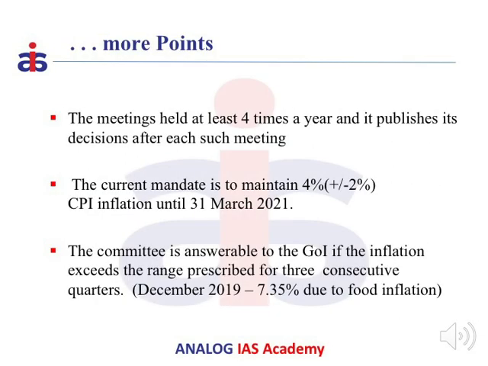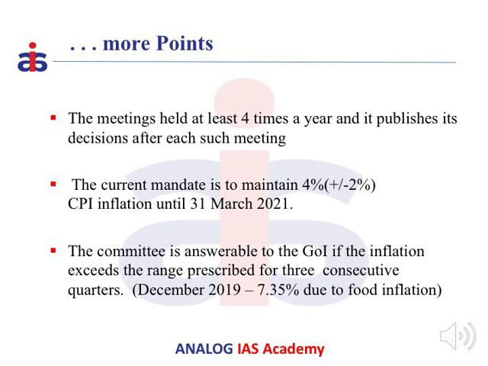The meetings of MPC are held at least 4 times a year and it publishes its decisions after each such meeting. Next, the current mandate of the committee is to maintain CPI inflation within the target of 4 plus or minus 2%. This target is set every 5 years. The present target is until 31st March 2021.